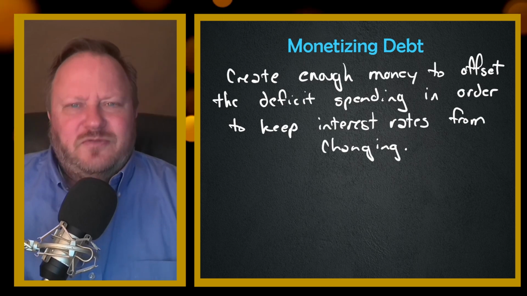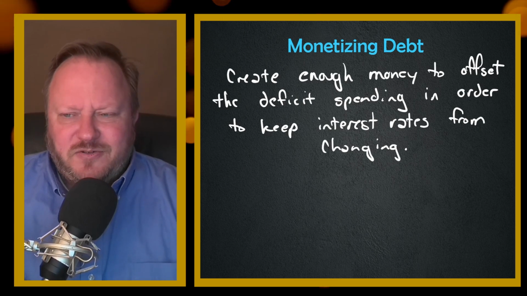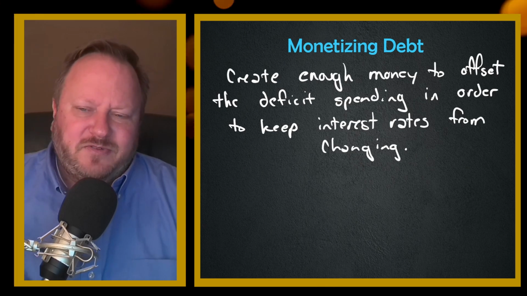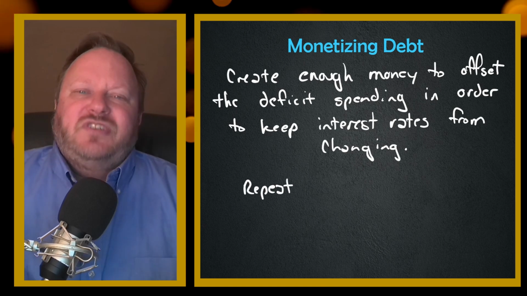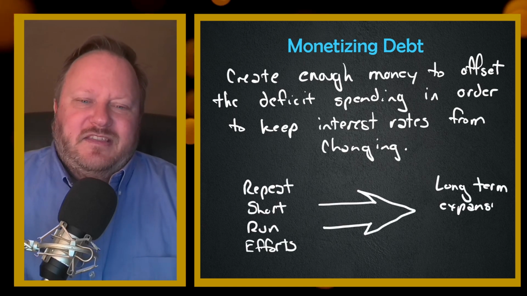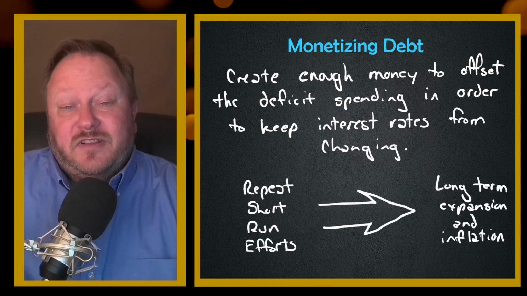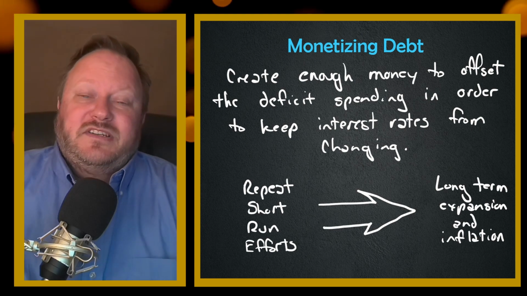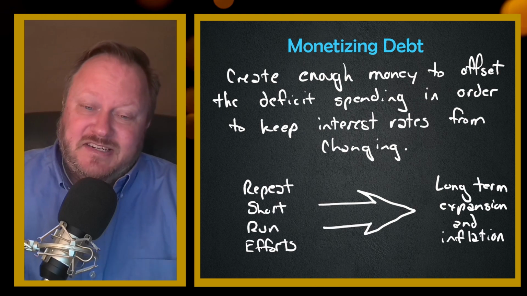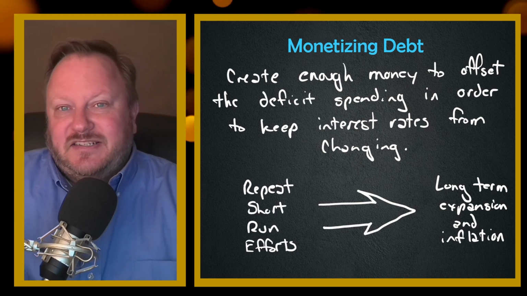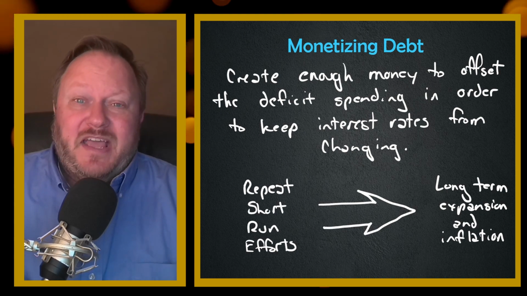And you can do this in the short run. In the short run, it won't have a huge impact. It'll keep interest rates approximately the same. But if you continue to repeat these short-run efforts, eventually in the long term, you're going to see inflation. And that's exactly what we see happen. Over the 1960s, the late 1960s into the early 1970s, this was the pattern.